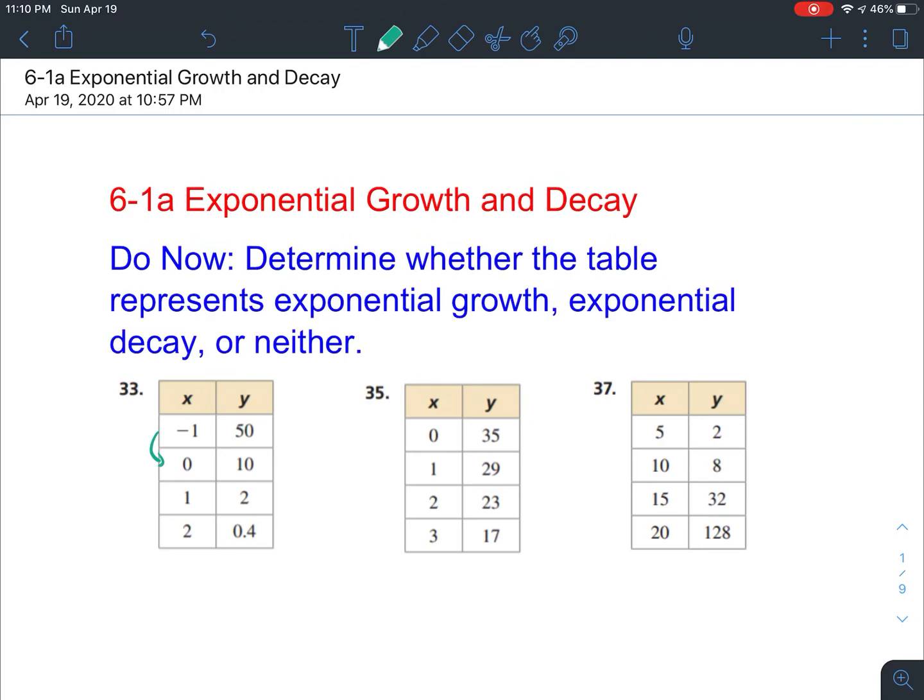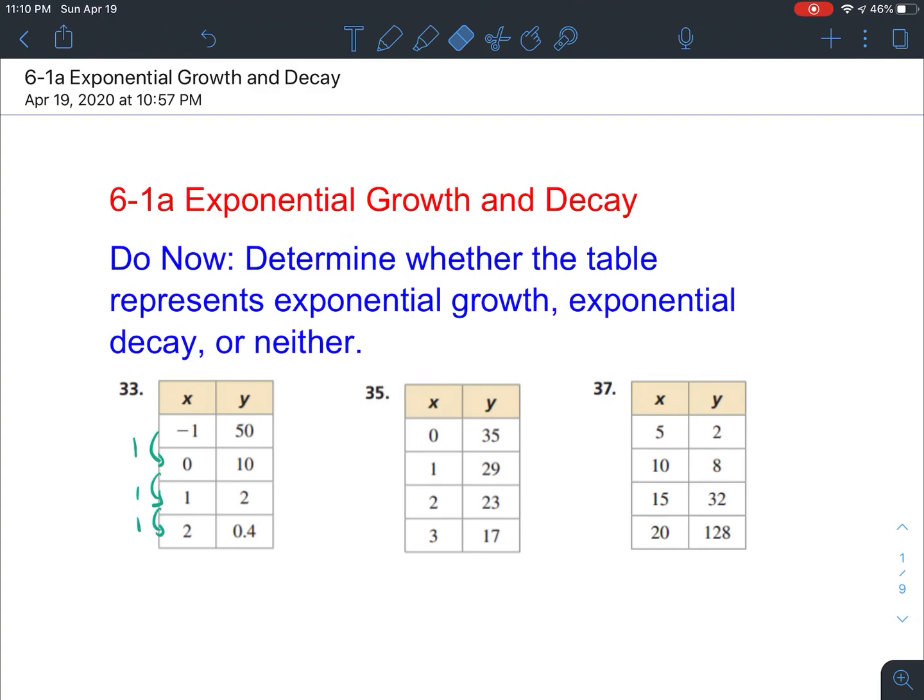We see that our x is changing by 1, right? 1 unit. What is happening to my y? Well, I'm going from 50 to 10, 10 to 2, and 2 to 0.4. Well, 50 to 10 is minus 40, and 10 to 2 is minus 8. So it's not a constant change happening here. So that's going to be a hint that we have an exponential function. We don't have constant change. Well, is there anything that is constant between these values?